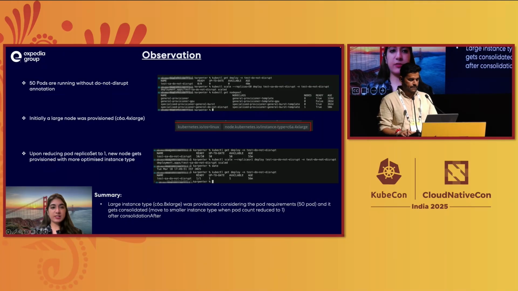So, as we previously discussed, without the do-not-disrupt pods, the consolidation was not blocked. The larger instance was replaced with a smaller right-sized node after the consolidate after 2 minutes plus the termination grace period of 1 minute, in total after 3 minutes. This behavior enables faster cost optimization and scaling efficiency compared to the cases where do-not-disrupt annotations are used.